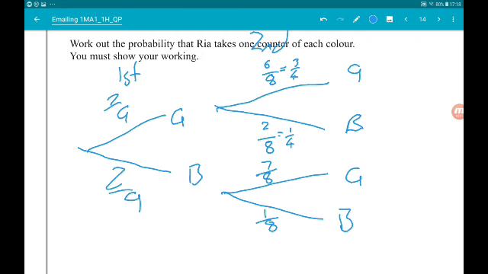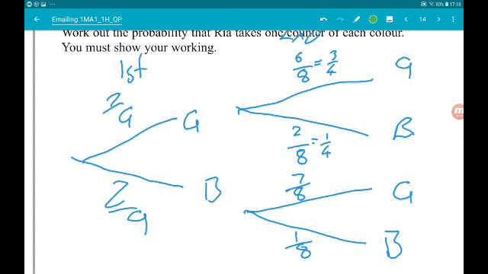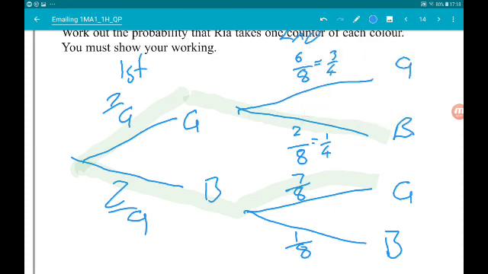Now we want the probability of getting 1 counter of each colour. So let's find the paths that we're interested in. So we want either green and then blue, or blue and then green. Now, when you're working along branches of a tree diagram, you multiply the probabilities together.